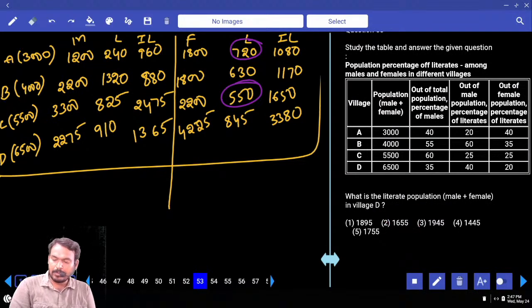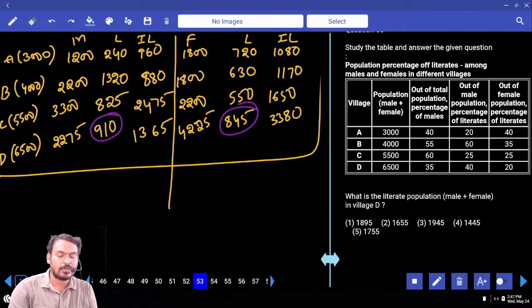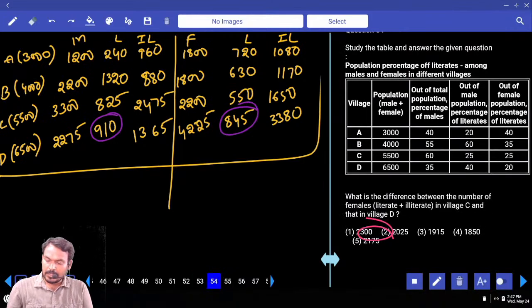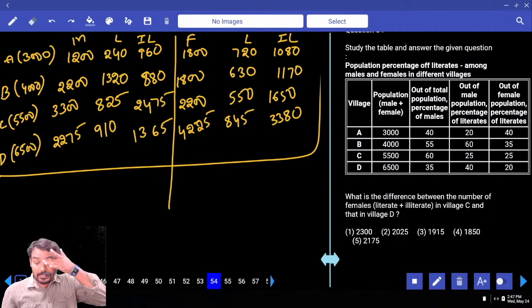What is the literate population, male plus female, in village D? Literate village D, male and female. One is 910, another one 845. Total it is 1755.